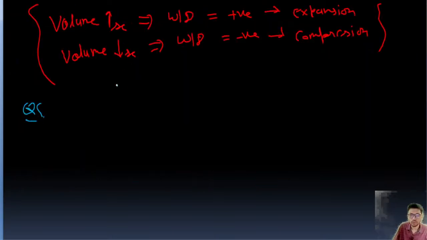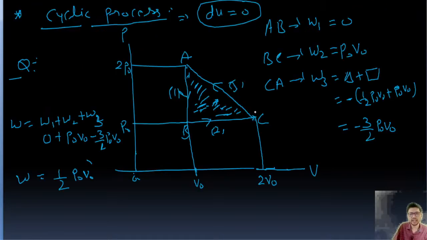So we have a PV curve, guys. This is V and this is P. It's a cyclic process. If we are asked to find the work done, then because it's a cyclic process, the work done is directly the area of this triangle, and we can just put in the values and get it.